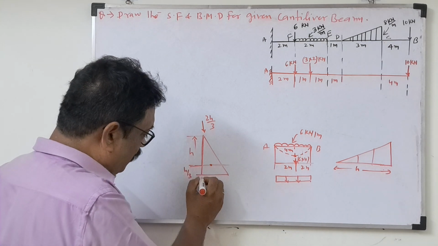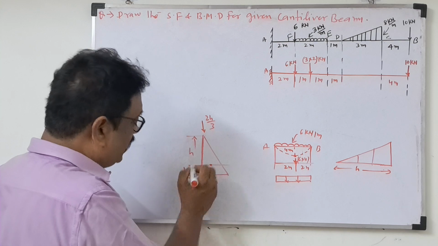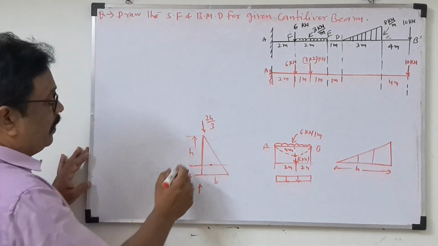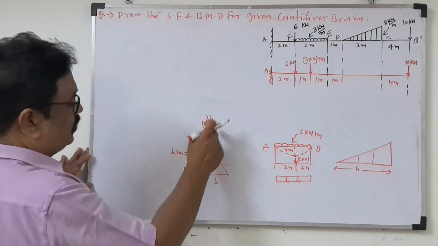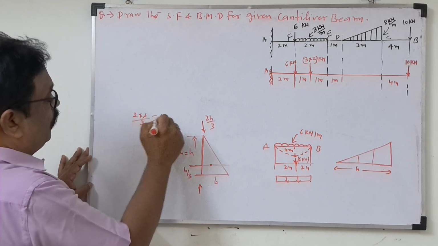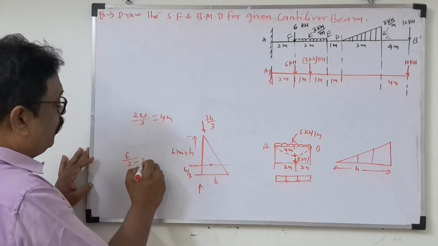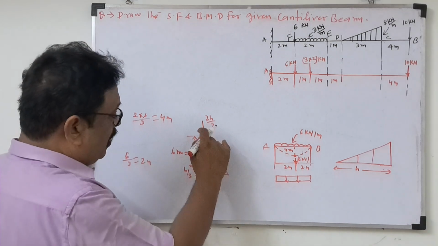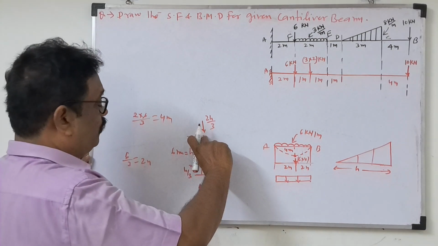Once you are traveling from the bottom to here, you have to travel h by 3. How will you remember? Suppose you take h as 6 meter. Substitute 6 here: 2 into 6 by 3, how much will come? 4 meter. Now h by 3, 6 by 3, is 2 meter. That means if you are traveling from here to the center of gravity point, you are traveling more distance, 4.